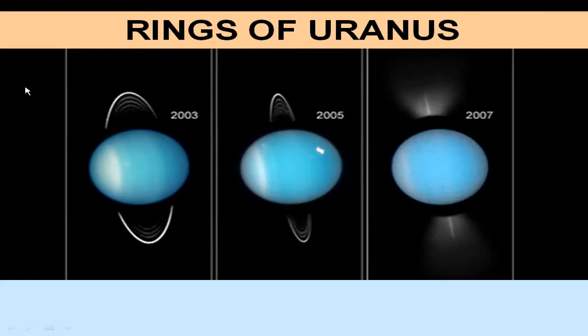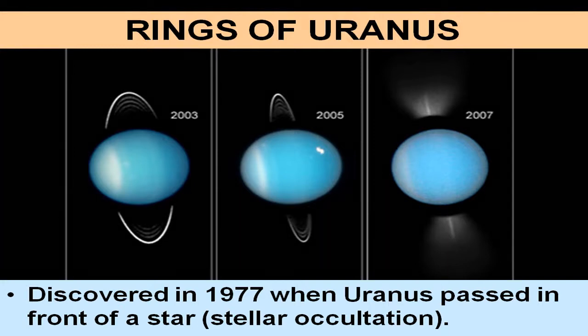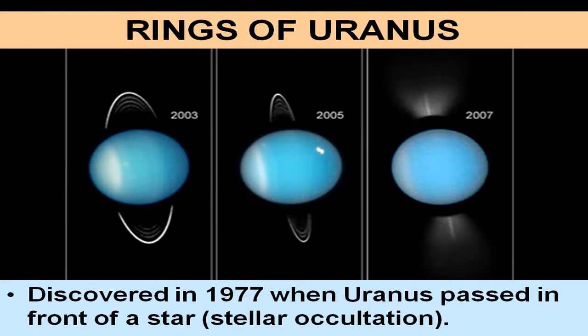Uranus has a ring system. And this was discovered in 1977 from Earth when Uranus passed in front of a star, and the ring system caused an occultation with the star, so the light of the star was being blocked by the ring system of Uranus, and hence you could see the ring system of Uranus.